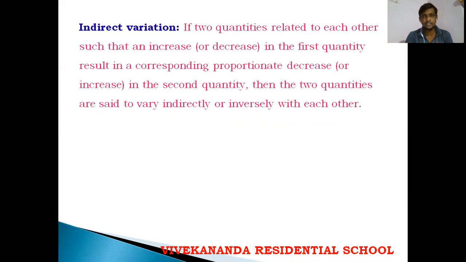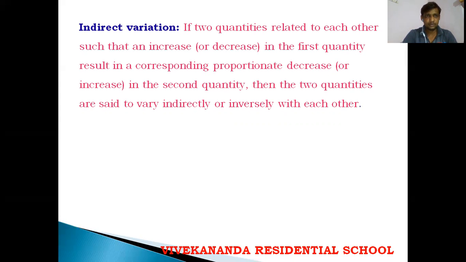If two quantities are related to each other such that an increase or decrease in the first quantity results in a corresponding decrease or increase in the second quantity, then these two quantities are said to vary indirectly or inversely with each other. Children, if the first one is increasing, the second one should decrease. If the second one is increasing, the first one should decrease. Then that variation is called inverse variation.